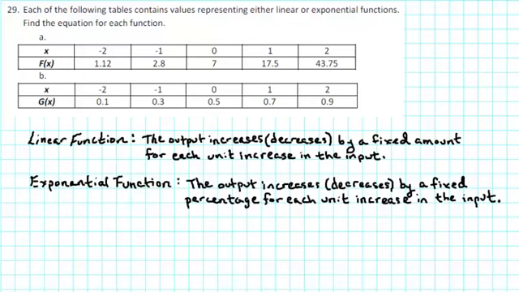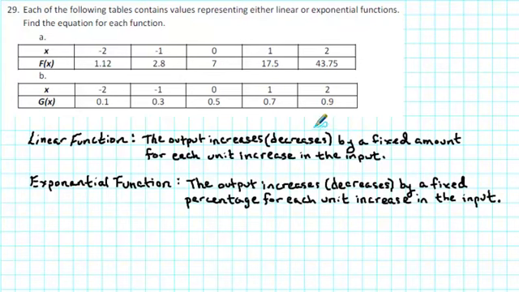Each of the following tables contains values representing either linear or exponential functions. Find the equation for each function. What we need to recall for this exercise is that for a linear function, the output increases or decreases by a fixed amount for each unit increase in the input. And for an exponential function, the output increases or decreases by a fixed percentage for each unit increase in the input.